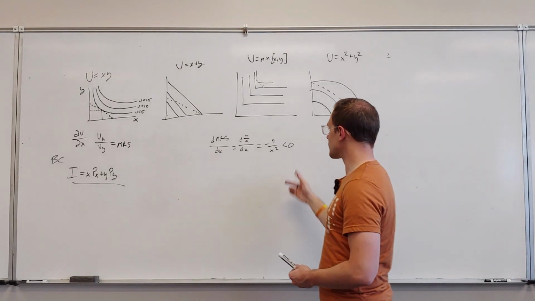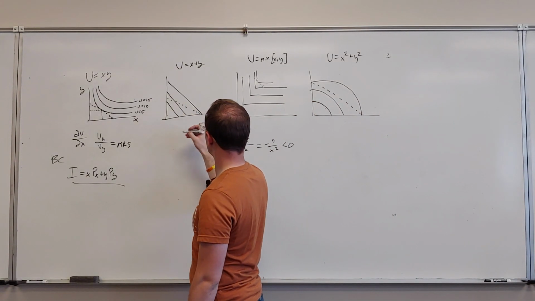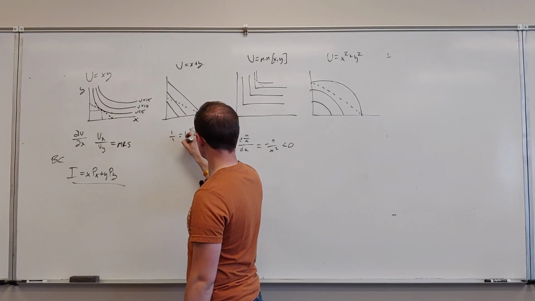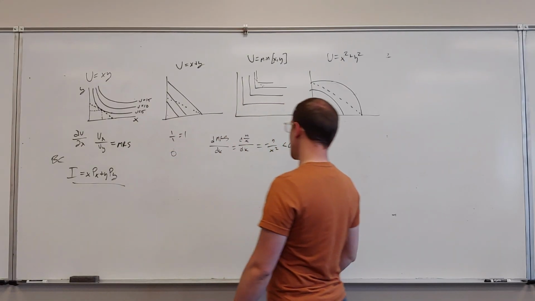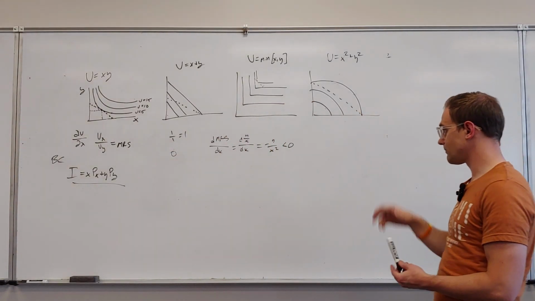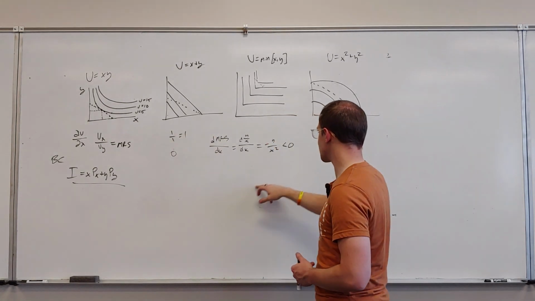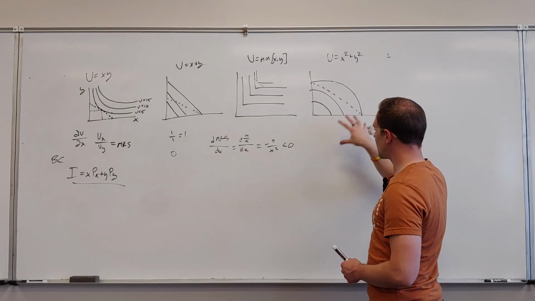In fact, I think it equals 0 in this case. Let's just check that really quick. The marginal utility ratio would be 1 over 1 equals 1, so the derivative with respect to x would be 0. So that's not strictly convex, but we do call it convex. All right, this is convexity. So this is a convex function, and this is a concave function.